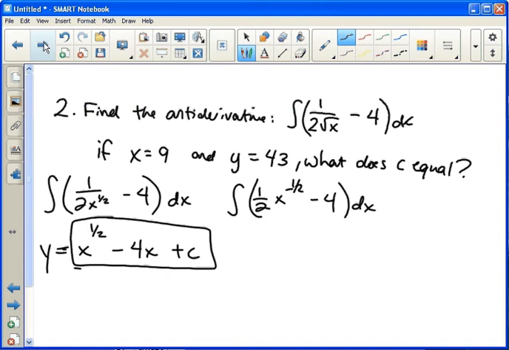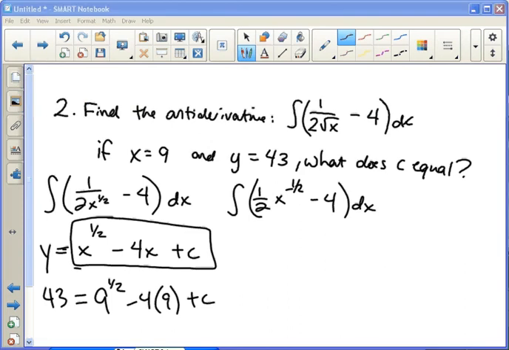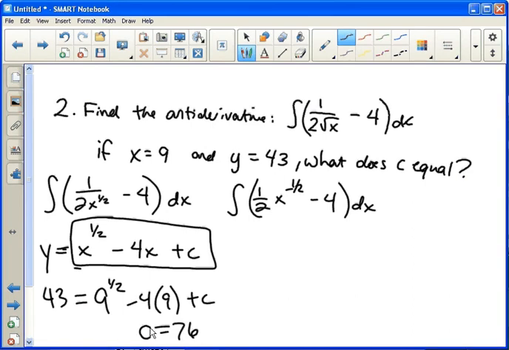To get our particular solution, we're going to use the information they gave us about x and y to solve for c. If I plug in 43 for y and 9 for x, I can solve for c. Again, I'd encourage you to pause the video and try this on your own. Once you work all that out, you should get c is equal to 76. So the particular solution would be y equals x to the 1/2 minus 4x plus 76. And that would be our particular solution.